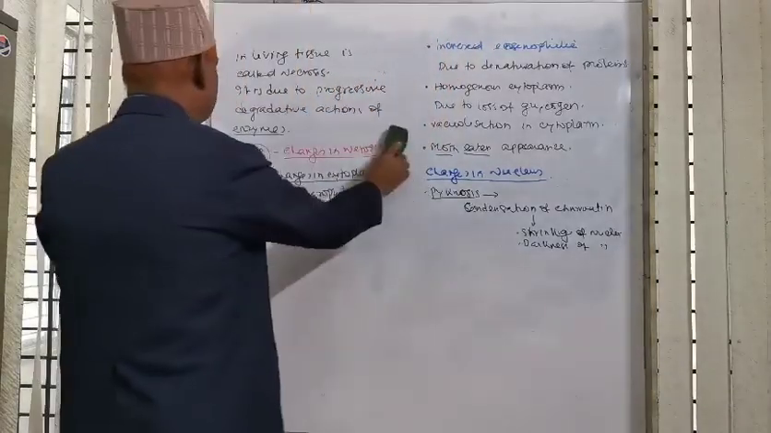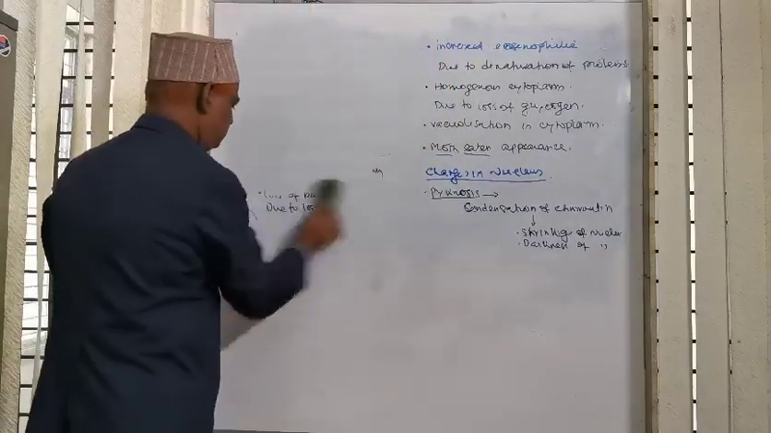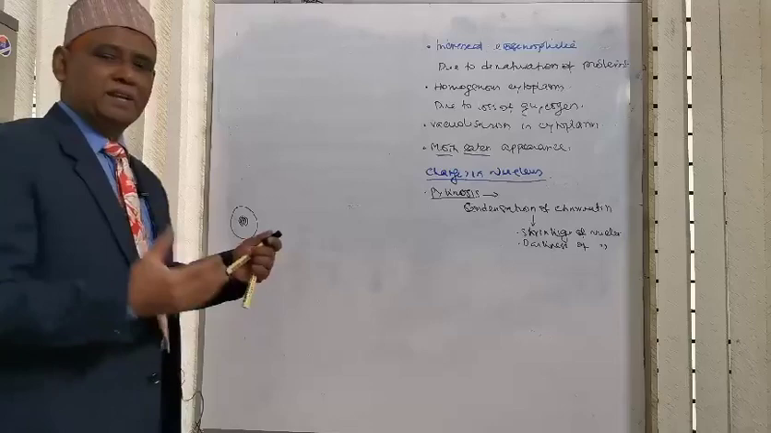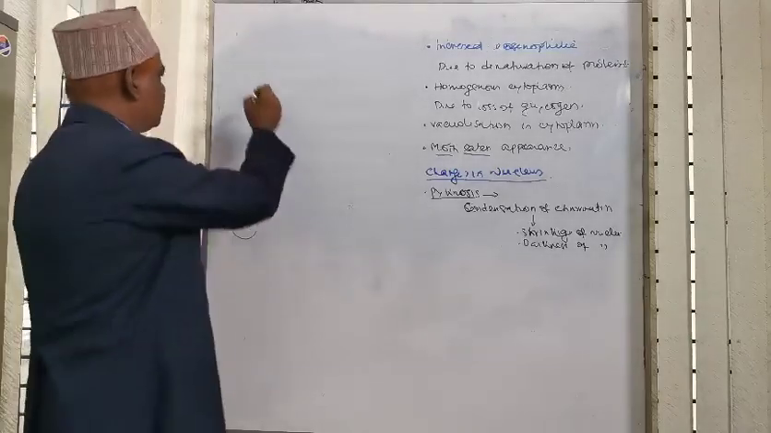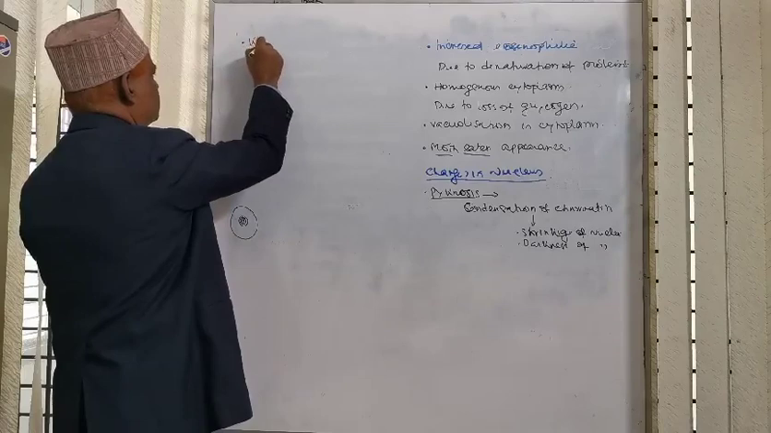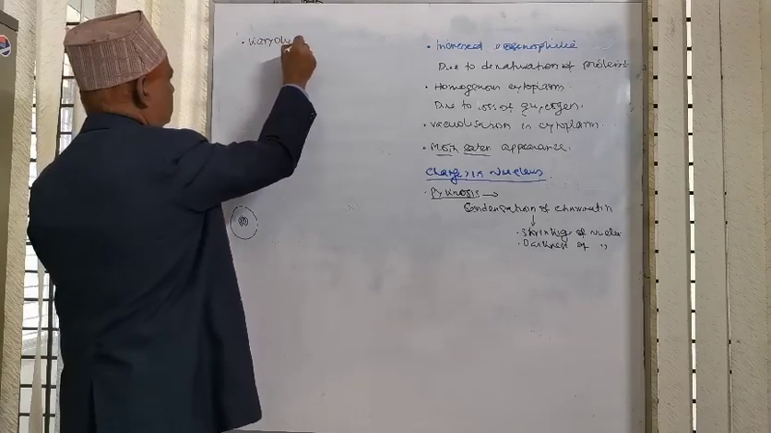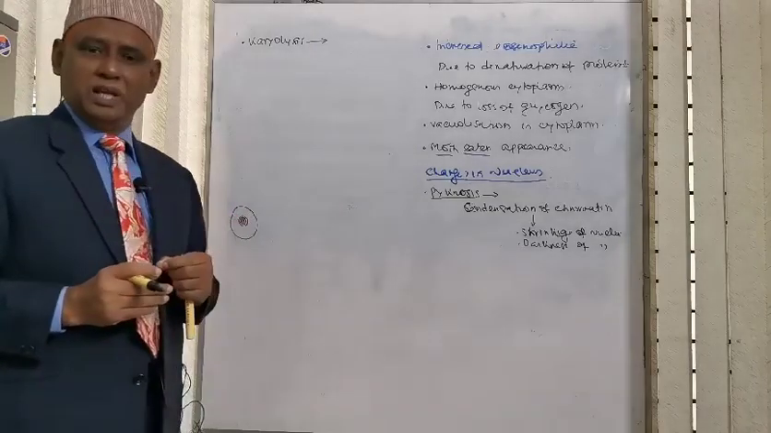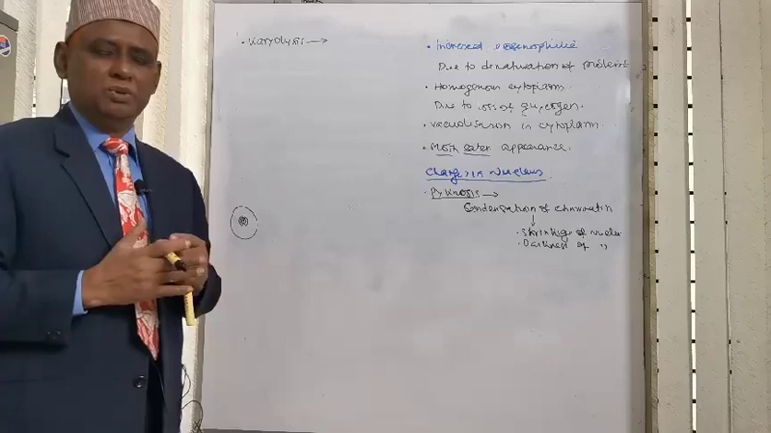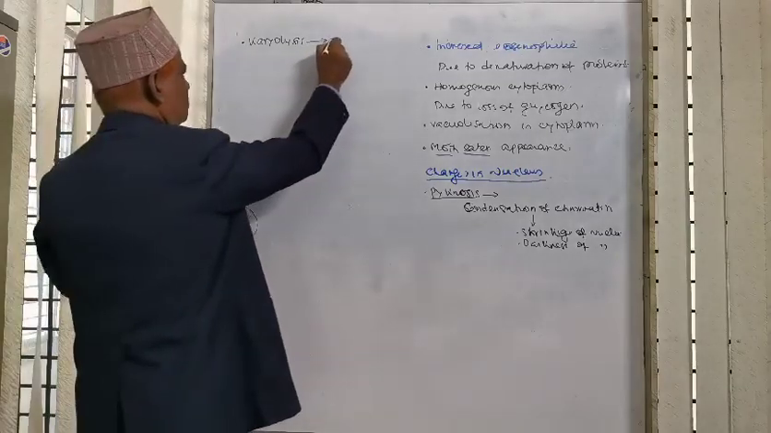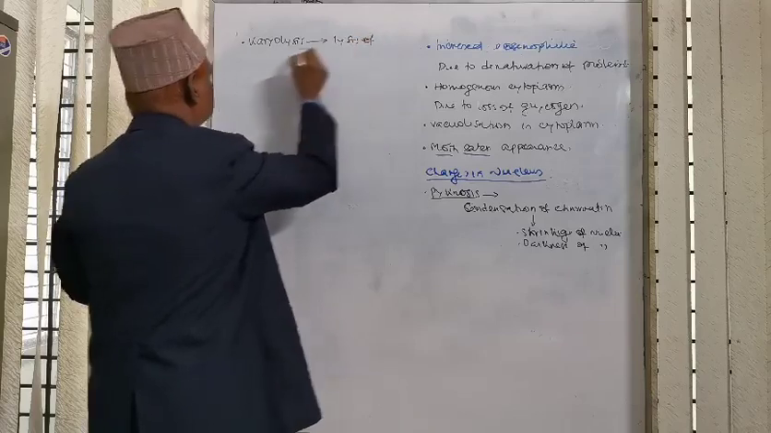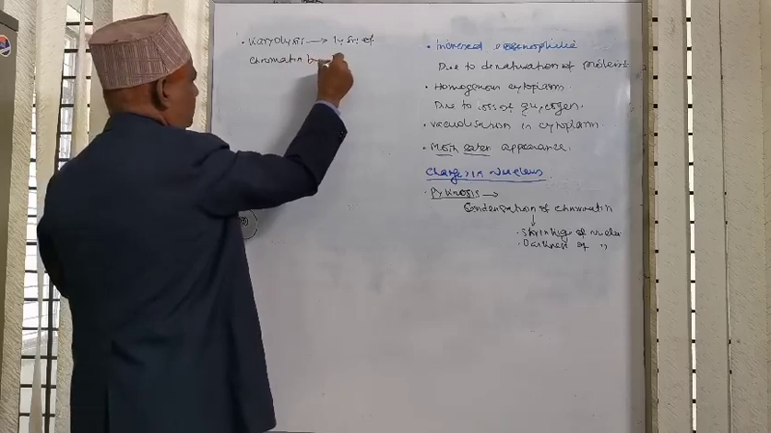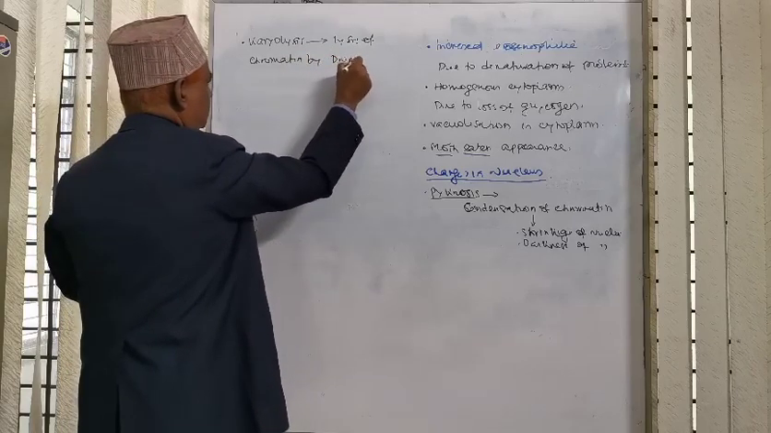The second change in the nucleus: within the pycnotic nucleus, the chromatin undergoes lysis. This is called karyolysis. Breakdown or lysis of the chromatin is called karyolysis. How does it undergo lysis? It is due to DNase enzyme. Lysis of chromatin by DNase enzyme.